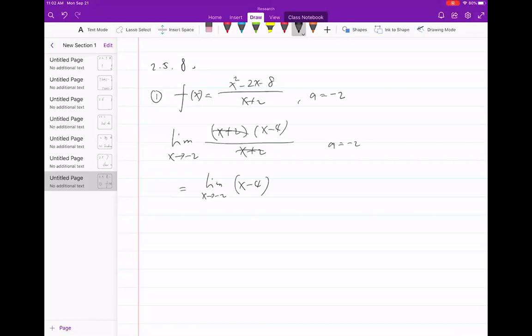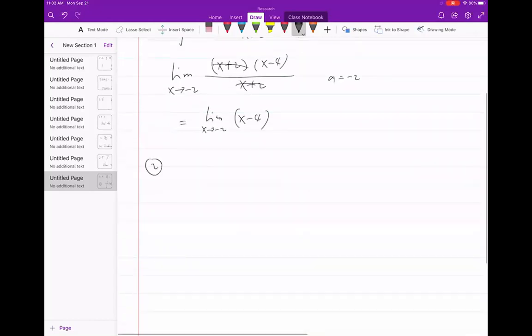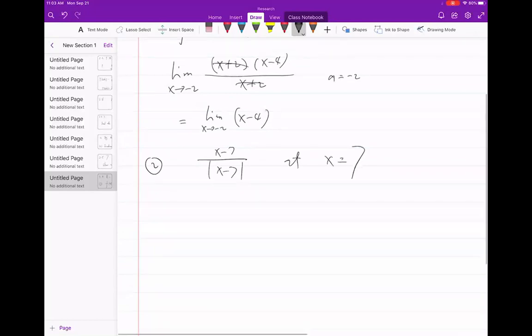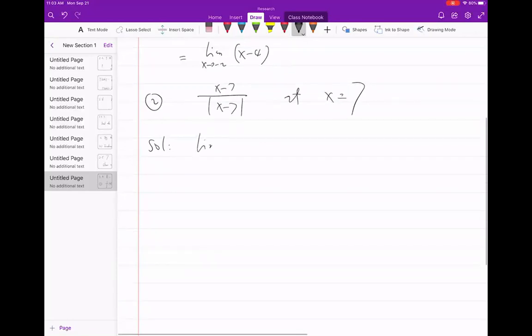Now the second, f of x equals x minus 7 over x minus 7 in absolute value, at x equals 7. So what we want to do is take the limit as x goes to 7, then we try to see, well, what's the limit? From here we can see we have to do it both ways, the left and the right.